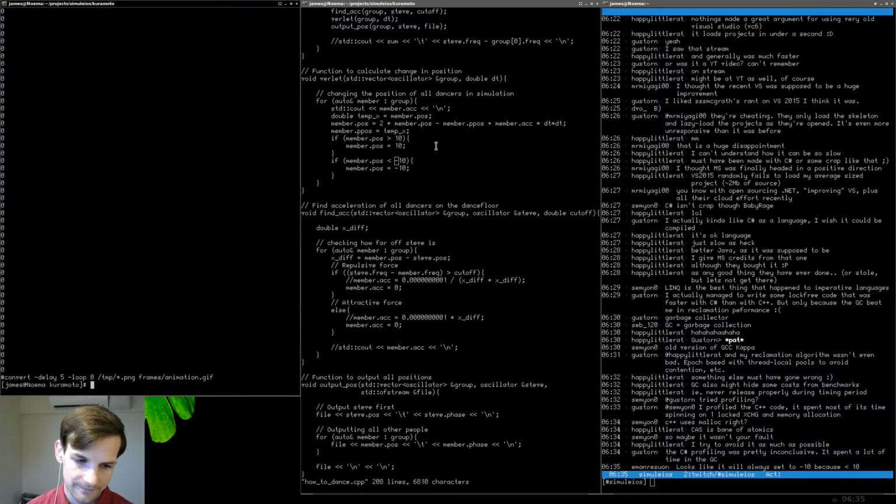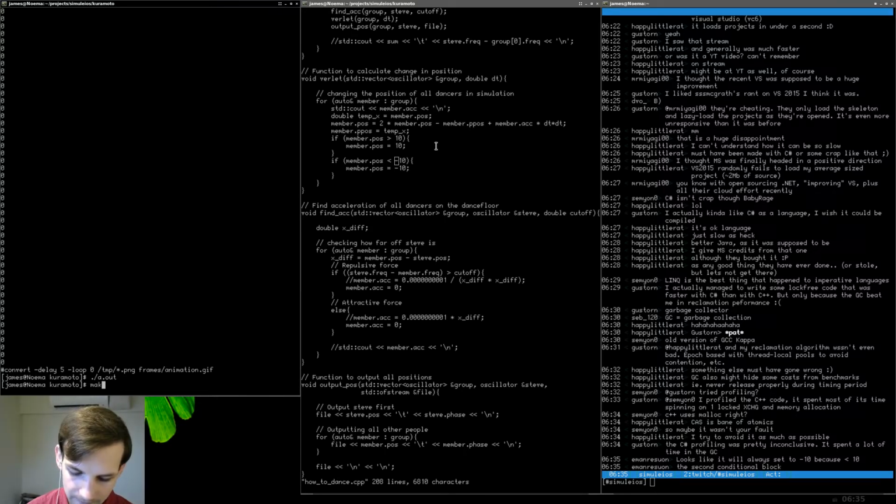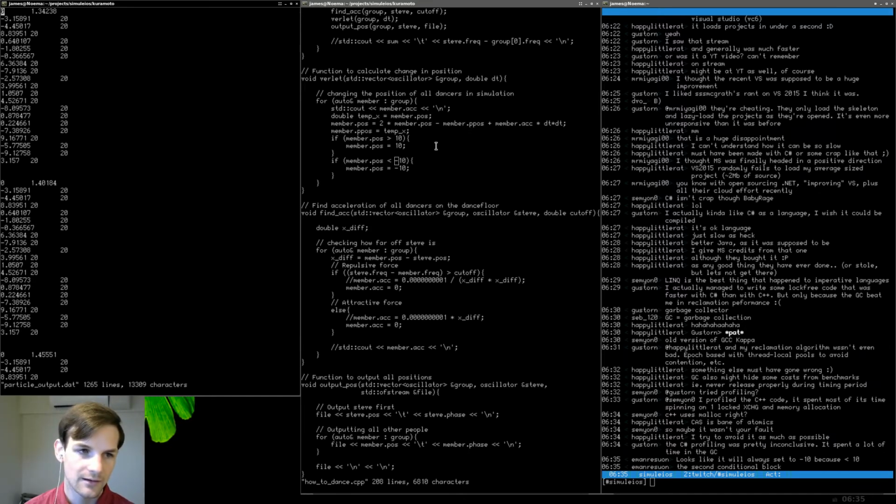Now let's make it. Now let's go to a.out. I didn't need to do that. Let's make it again. Whatever. Now let's go to particle output.dat. Okay, now we're set.